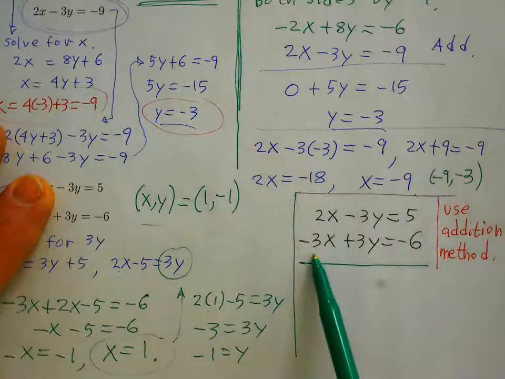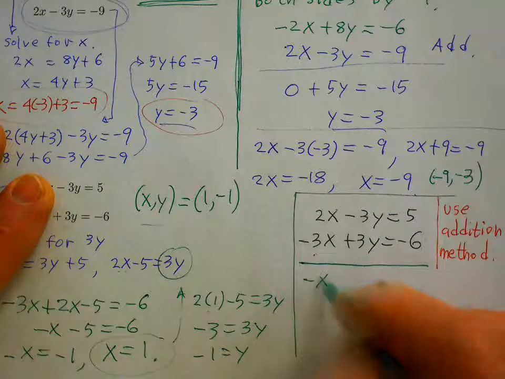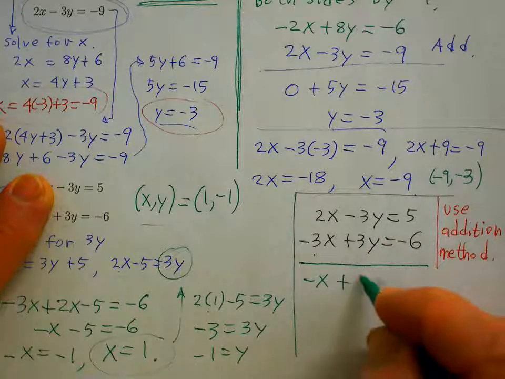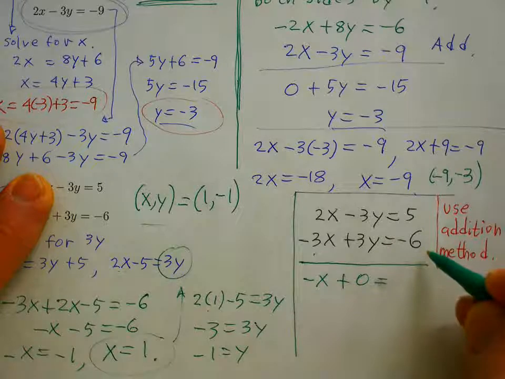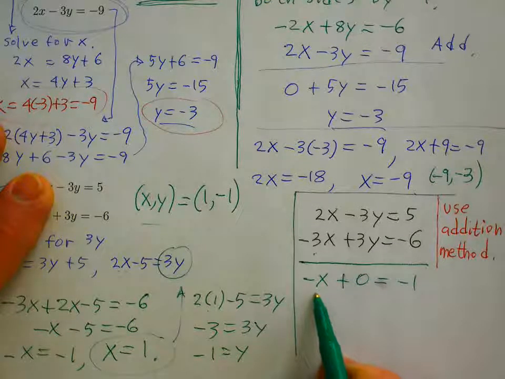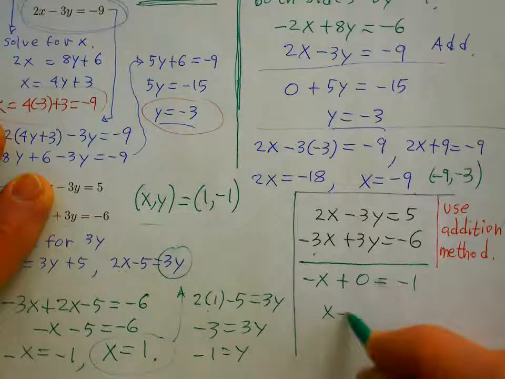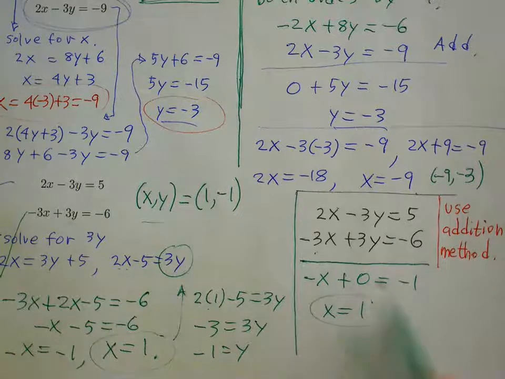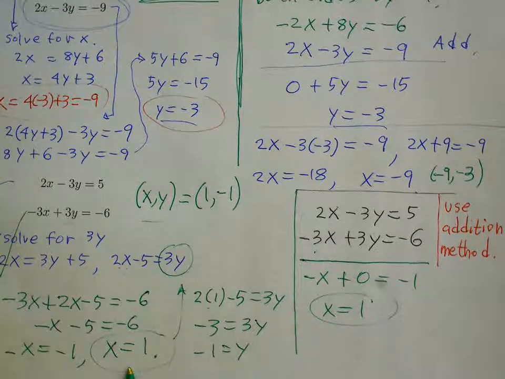2x plus negative 3x is negative x. Negative 3y plus 3y is 0. 5 plus negative 6 is negative 1. Then since negative x equals negative 1, x equals positive 1. That's the same result we got in the first case.